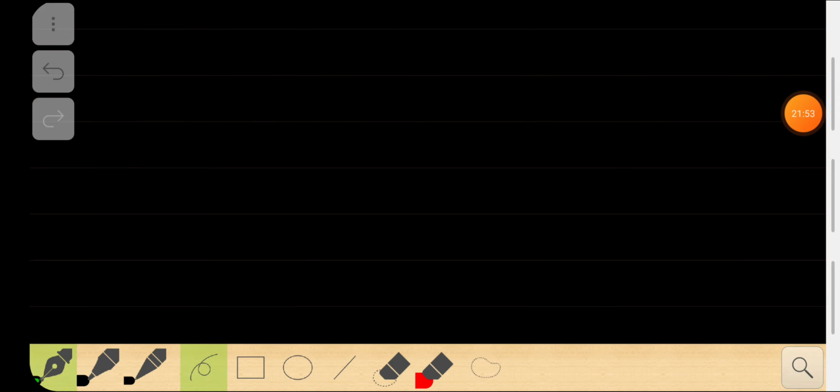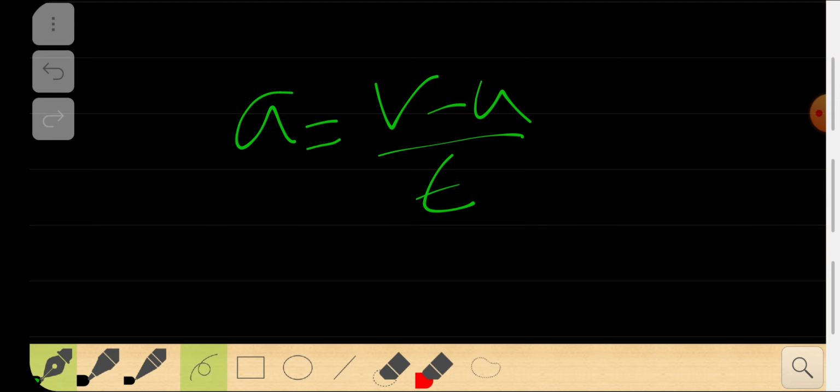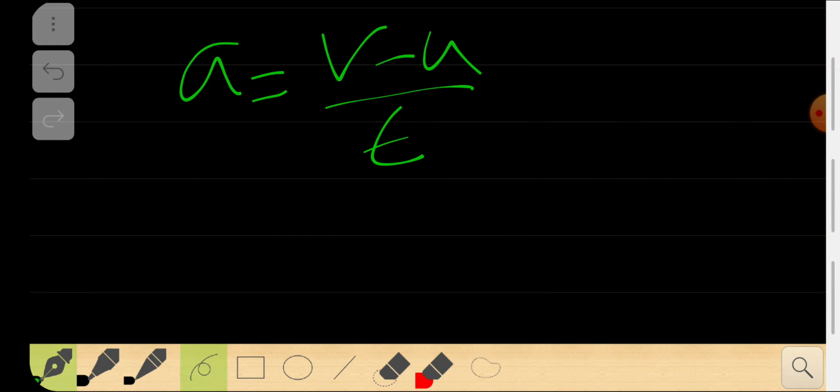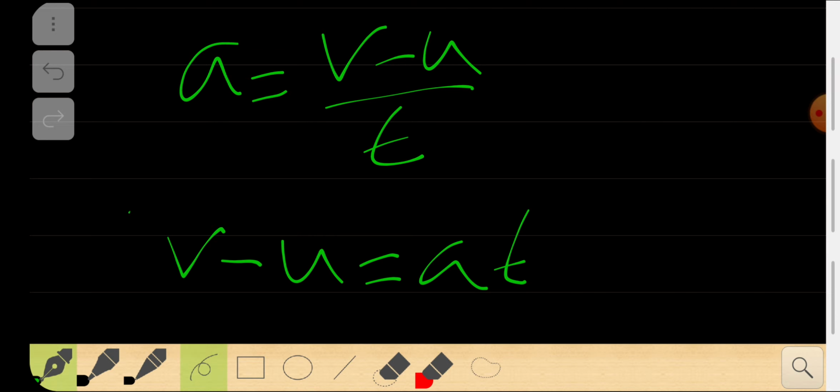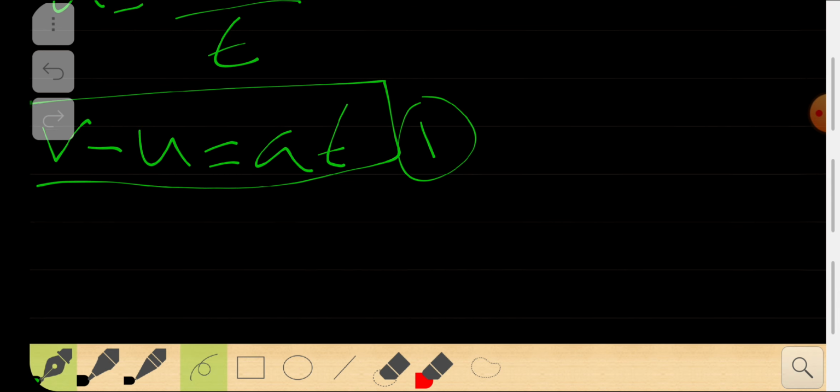Now if you look at the equation of velocity, which we have written down earlier, the acceleration is equal to v minus u by t. That's the equation of acceleration, where v is the final velocity, u is the initial velocity, and t is the actual time taken for that particle to accelerate. So we can write down that v minus u must be equal to at. This is our first equation of motion.